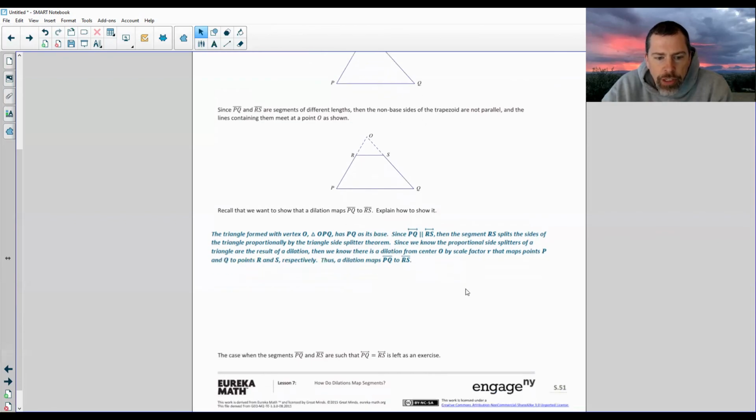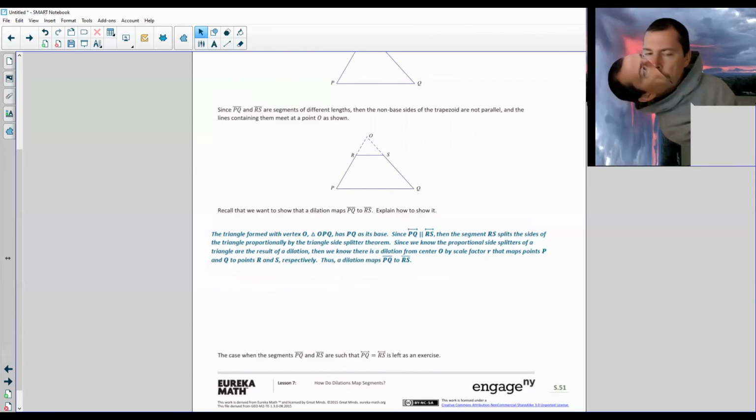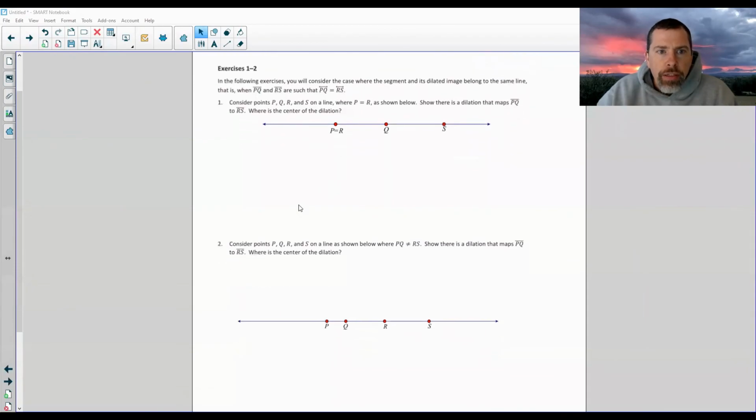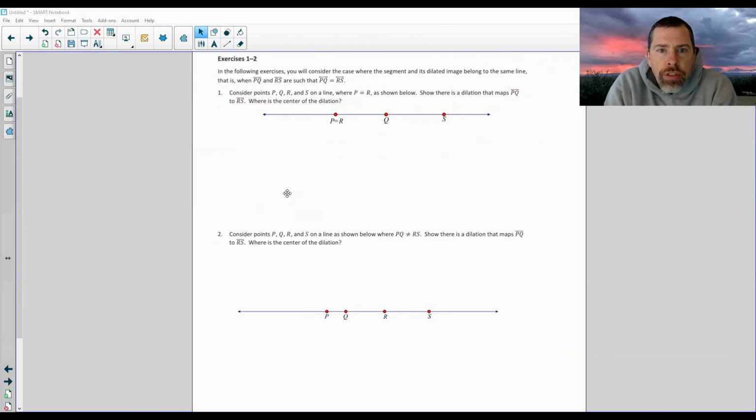Okay, good enough? The case when segments PQ and RS are such that line PQ equals line RS is left as an exercise. Okay, page 5 brings us to that exercise, exercise 1. In the following exercises, you will consider the case where the segment and its dilated image belong to the same line. That is, when segment PQ and segment RS are such that line PQ equals line RS, as in the diagram below. So here's the point P and R sharing this location. Q is here and S is here. 1. Consider points P, Q, R, and S on a line where P is equal to R as shown. Show there is a dilation that maps segment PQ to segment RS.